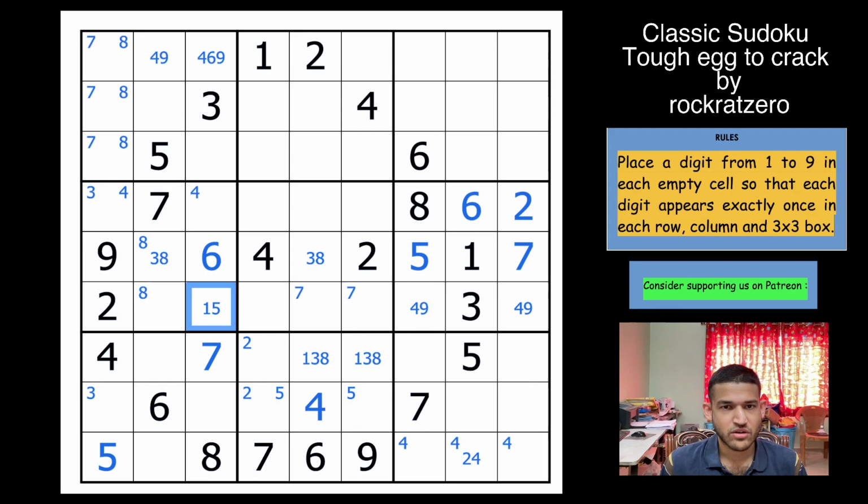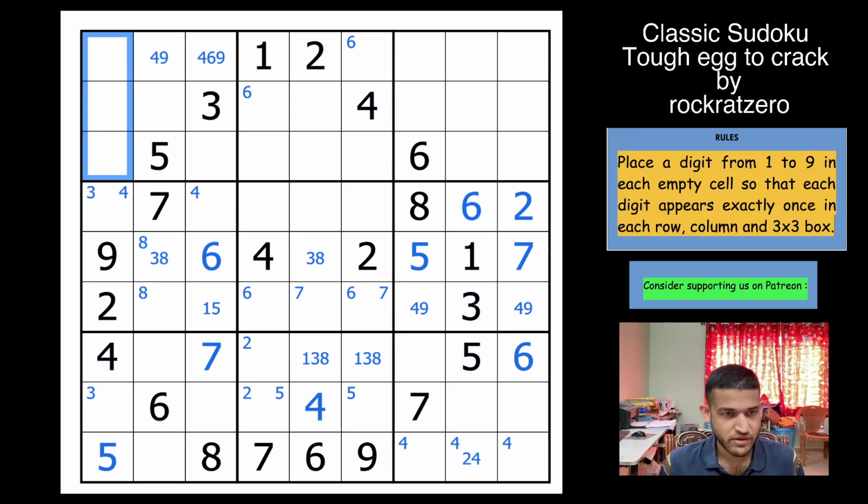And 6 in columns 7 and 8, I should have pursued that further. It gives me one more 6. So let's look at the 6s again. 6 in row 6 has to be in one of these two cells. And 6 in box 2 has to be in one of these two cells. And 6 in column 1, beautiful. 6 can't be here, 6 is here, 6 is here, so 6 goes here.